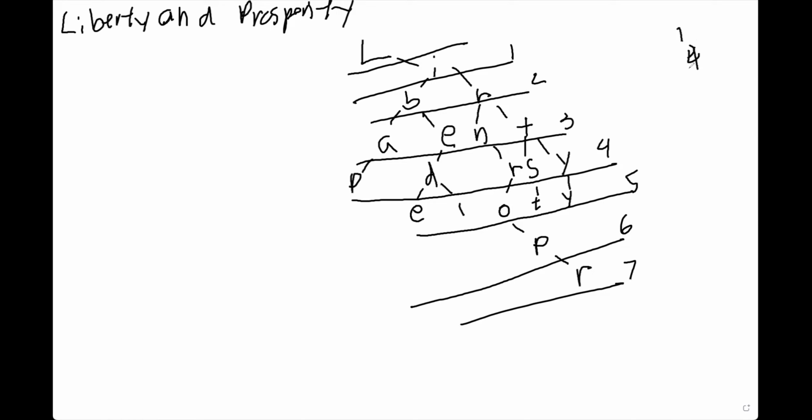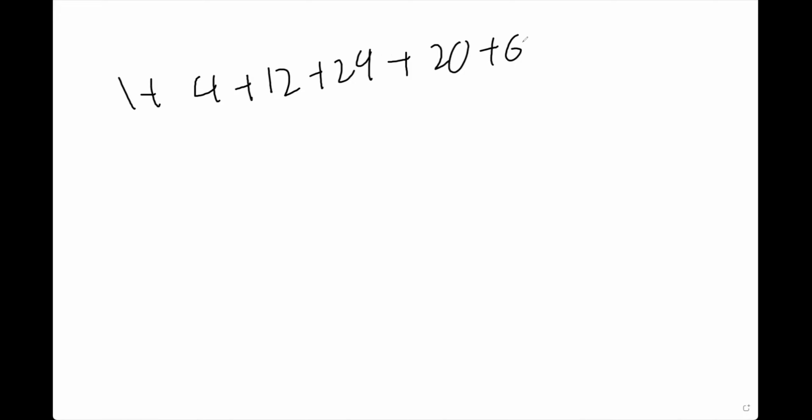4, 12, 24, 20, and 7. If you add that all up, no, it's 4 plus 12 plus 24 plus 20 plus 6 plus 7, you should get 74. And your answer choice is going to be D, 74.